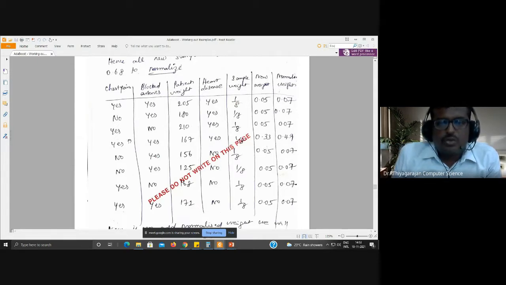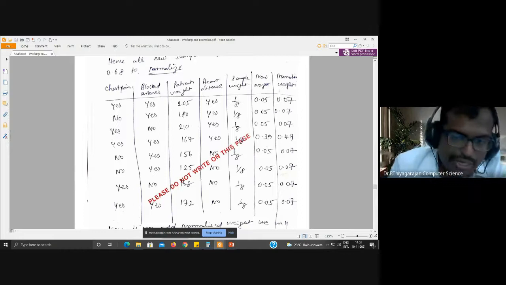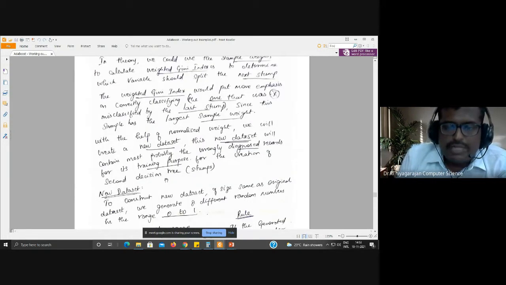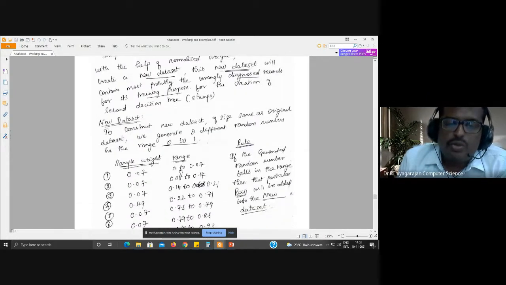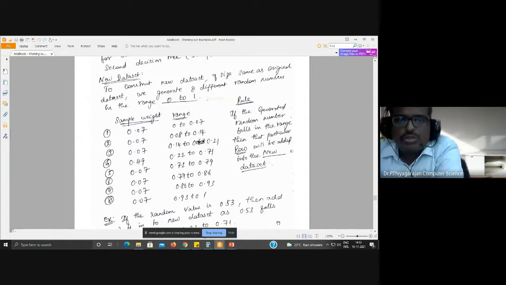Understood? So to work on this incorrectly classified data, we are going to create a new data set from the existing data set. How will we create a new data set? With the help of the normalized weight, we will create it. This new data set will contain, most probably, the wrongly diagnosed records for training purposes. How will you construct a new data set? That's one important step.